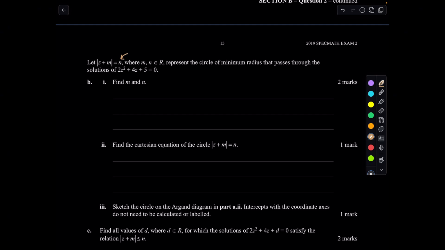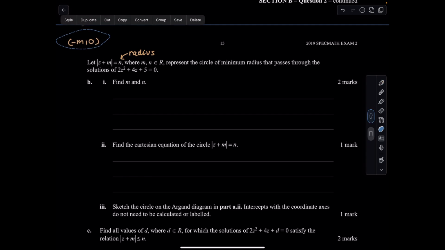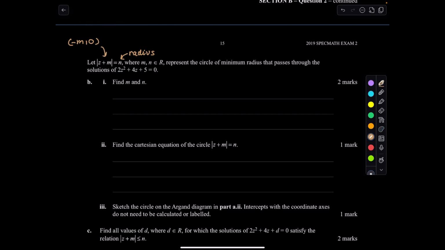this n over here, of course, is your radius of that circle. And m here, because m is a real number, it's not a complex number. It's just a real number. Means that in terms of coordinates, when you solve this, z equals negative m. And because it's a real number, there's no complex part. It's basically negative m, 0. This is your center because there's no imaginary part. So it's like negative m plus 0i. So this is your coordinate of the center for this equation.